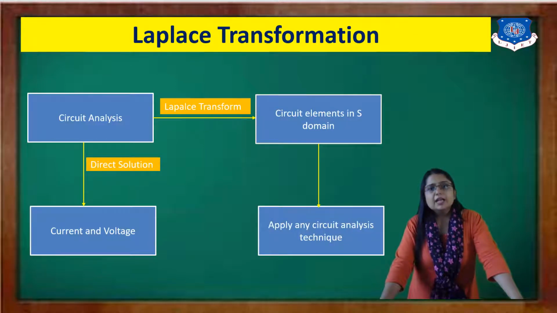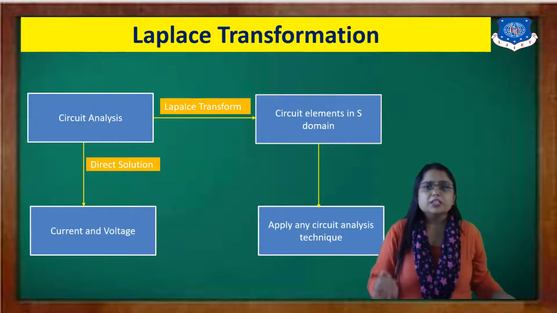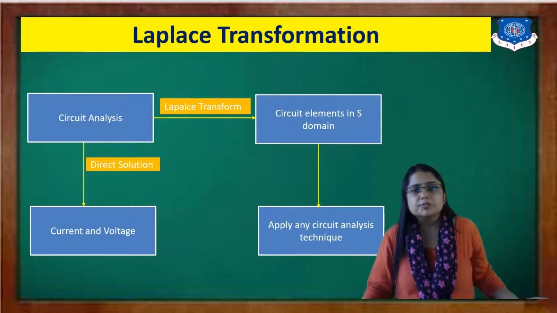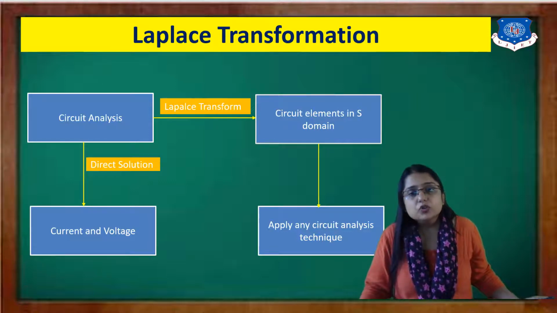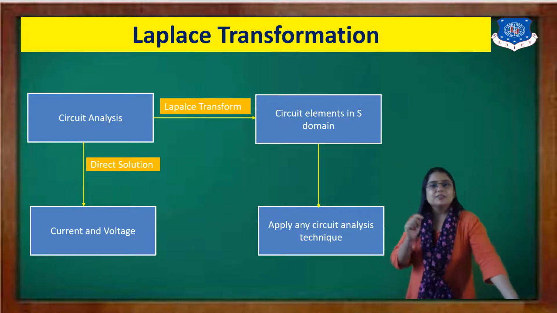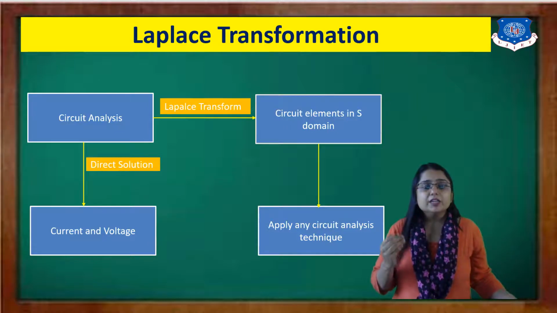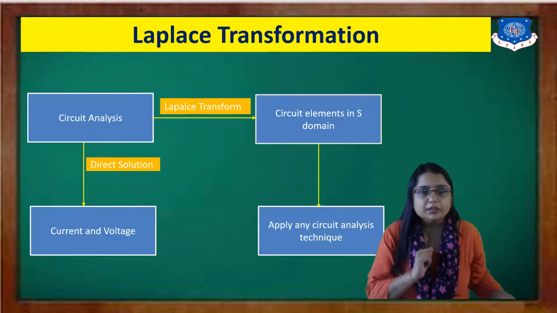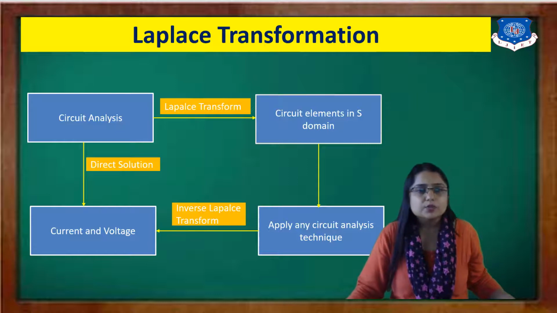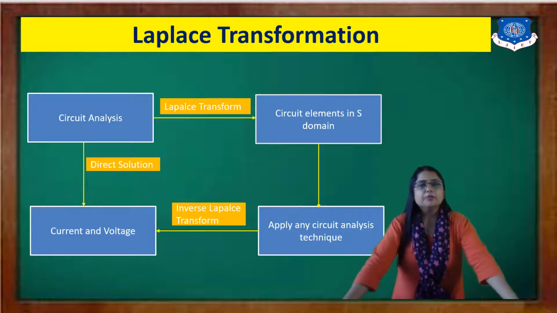Now, as I discussed, you can apply any circuit analysis technique, that is mesh, node, source transformation, source shifting, anything. You can also use some series parallel combination. So you will get your answer of current and voltage, but again that is in the S domain, the frequency domain. But I want my answer in the time domain. So how can I convert from S domain to the time domain? For that I have to use the inverse Laplace transform. So I will get the answer of voltage and current in the time domain.